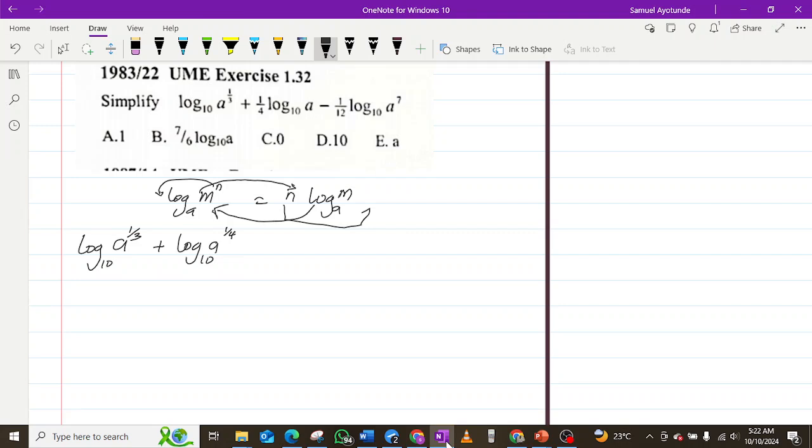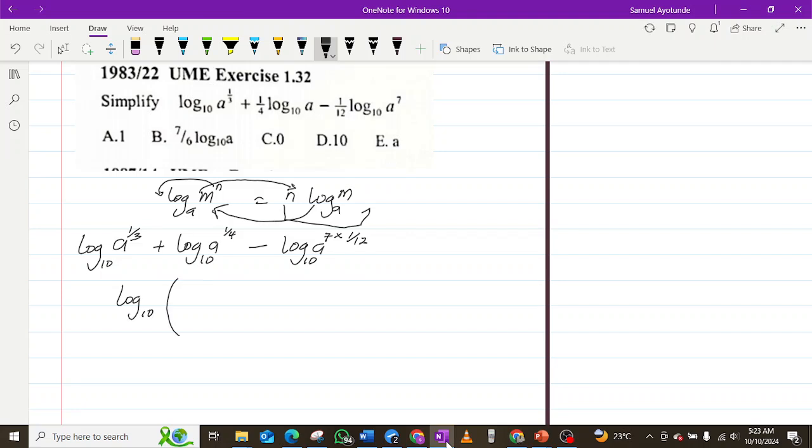Then minus log a raised to power 7, so another power is coming, times 1 over 12 base 10. So from here, I can apply the second and the third law, which says when we have addition, it can turn to multiplication, and when we have subtraction, it can turn to division, if all the bases are the same. And the bases are the same here, we have base 10 throughout.